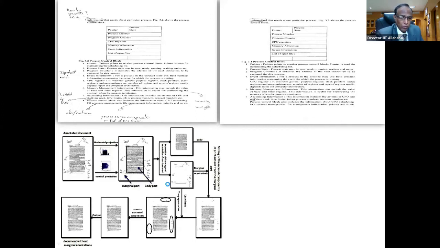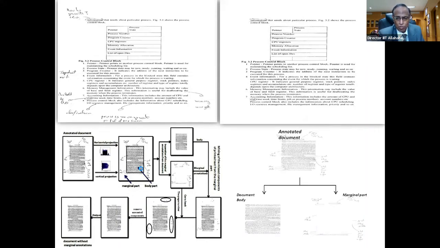So, well, we worked out some machine learning strategy. And if you Google, you will get some of my papers. So this is the annotated document, and these are only marginal annotations made on the margin. Similarly, annotations could be made in the body. That's what you have got to think, how you have got to do it.